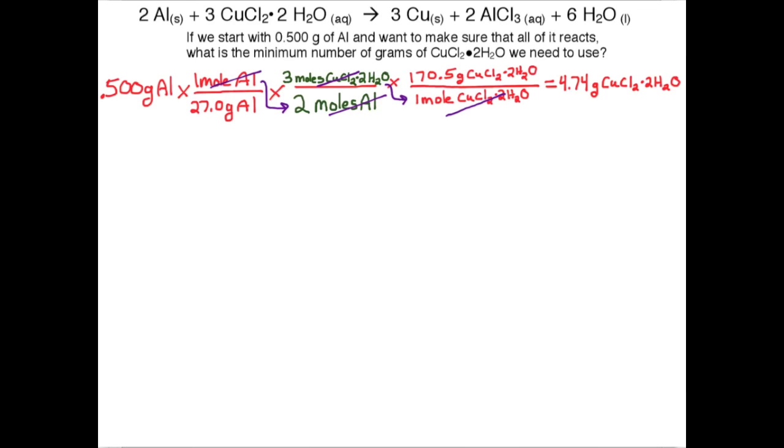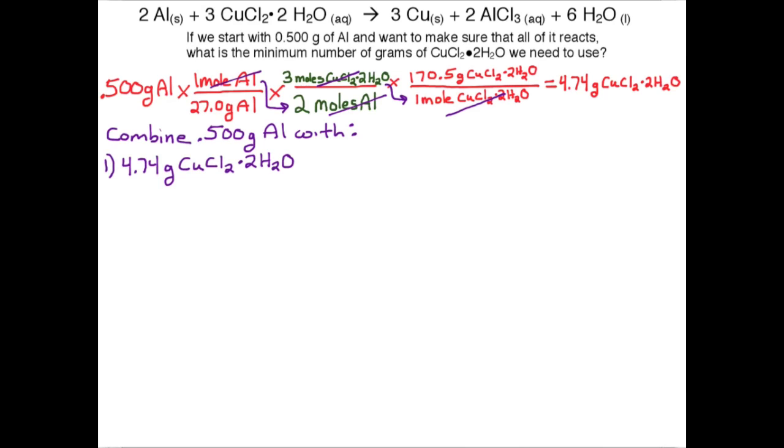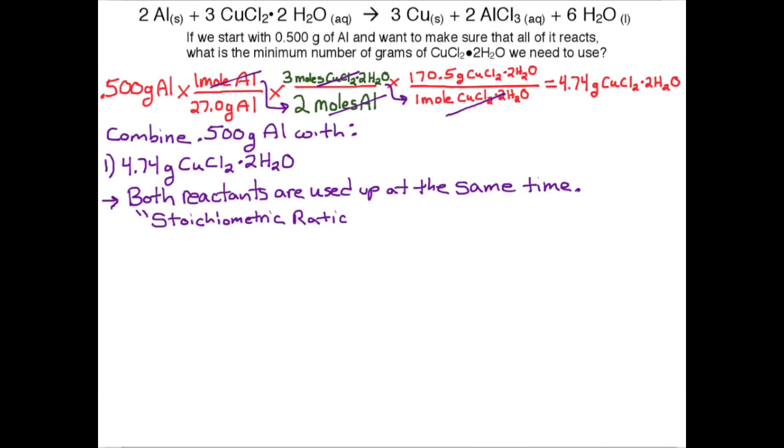Now let's look at this problem in a little more detail. Take our result. Now there are 3 possible things that can happen depending on how you set up the experiment. If we still start off with our 0.500 grams of aluminum and we combine that with the 4.74 grams of copper chloride dihydrate, we'll find, as we discussed before, that both reactants are going to be used up at the same time. When this happens, we say that we're combining the reactants in the stoichiometric ratio. This is often done when we want our reaction to proceed as efficiently as possible.